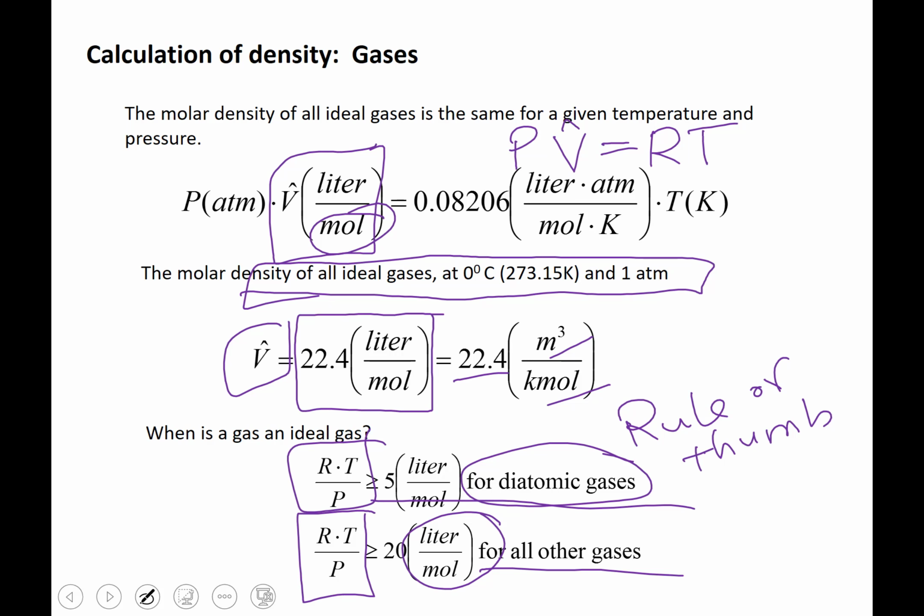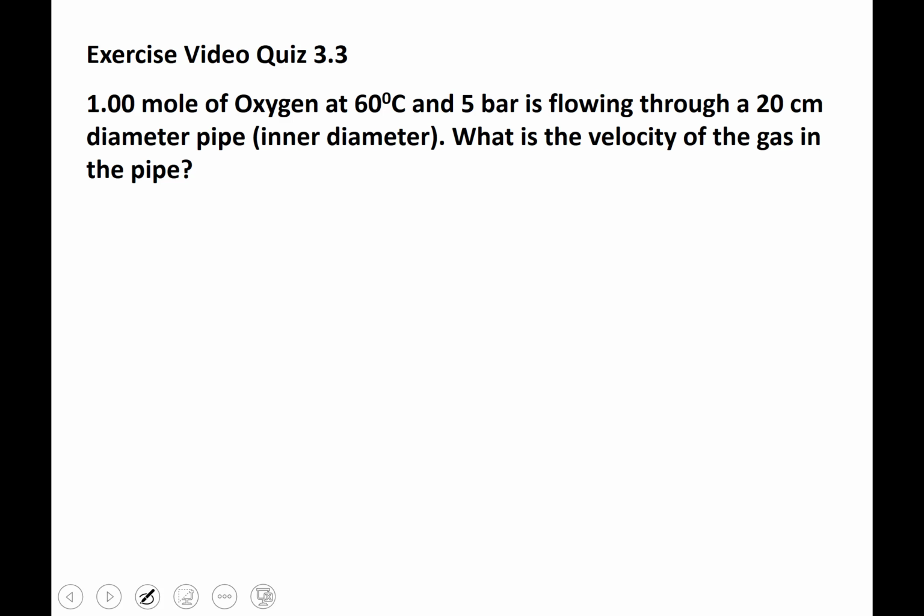All right, so let's do the quiz. This is video quiz 3.3. We have 1.00 moles of oxygen at 60 degrees C and 5 bar flowing through a 20 centimeter diameter pipe. What is the velocity of the gas in the pipe?